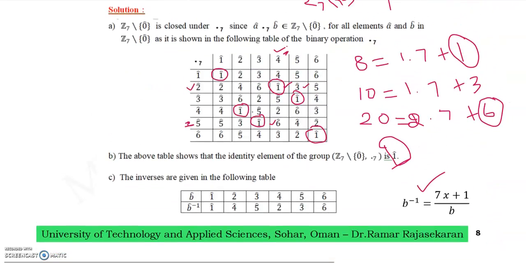You see here 2 and 4. When you operate these two by the given binary operation, it gives 1. See, 2 and 4. When you apply the binary operation, your value is 1. That is the identity element. That's why the inverse of 2 is 4, and the inverse of 4 is 2.